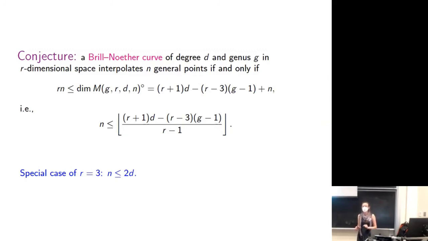Maybe you prove it. What else do you do? Maybe before you try to prove it, what should you try to do? Find a counterexample. Great. Always a good first step. So here's an example. Degree 6, genus 4 in our three-dimensional space.